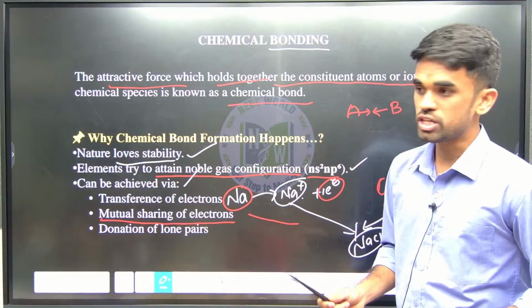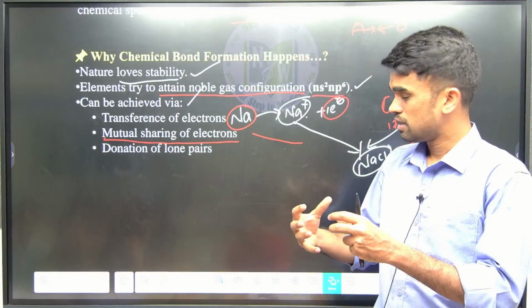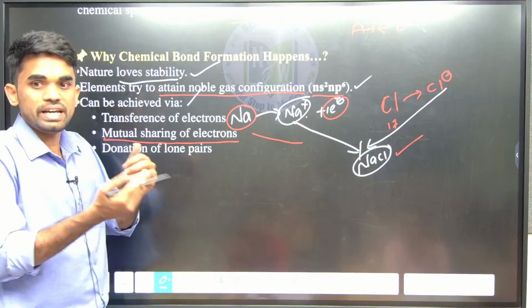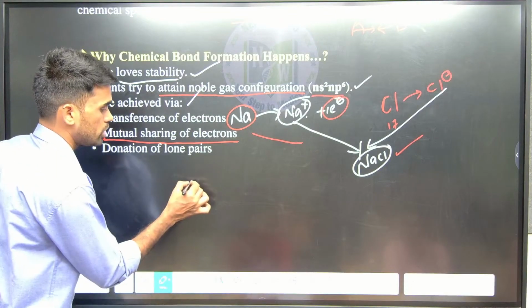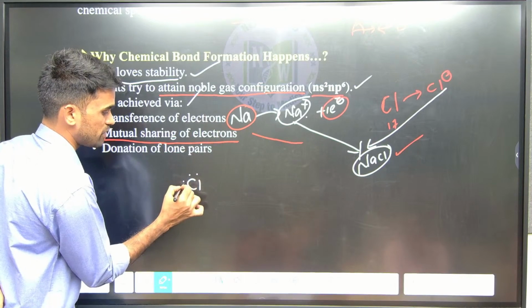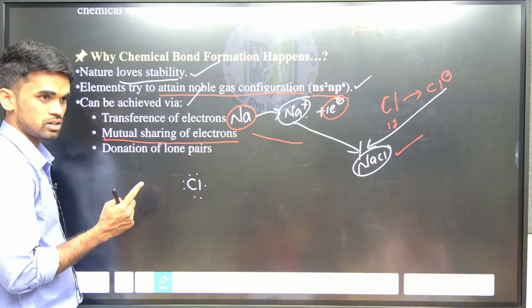Mutual sharing. There are some elements that will mutually share the electrons. For example, if an element is combining with itself, let us say chlorine, how many electrons are there? 7. Let us put 7 dots, each dot indicating 1 electron. So 7 electrons.